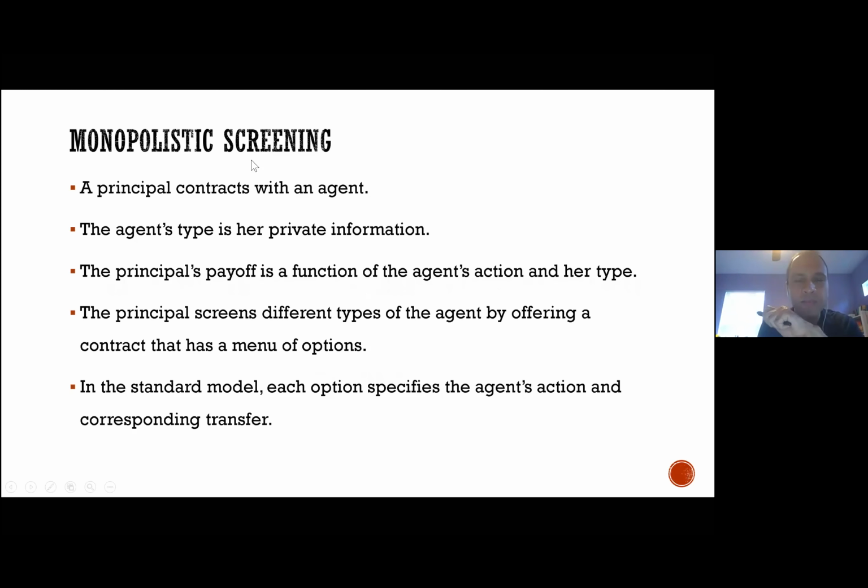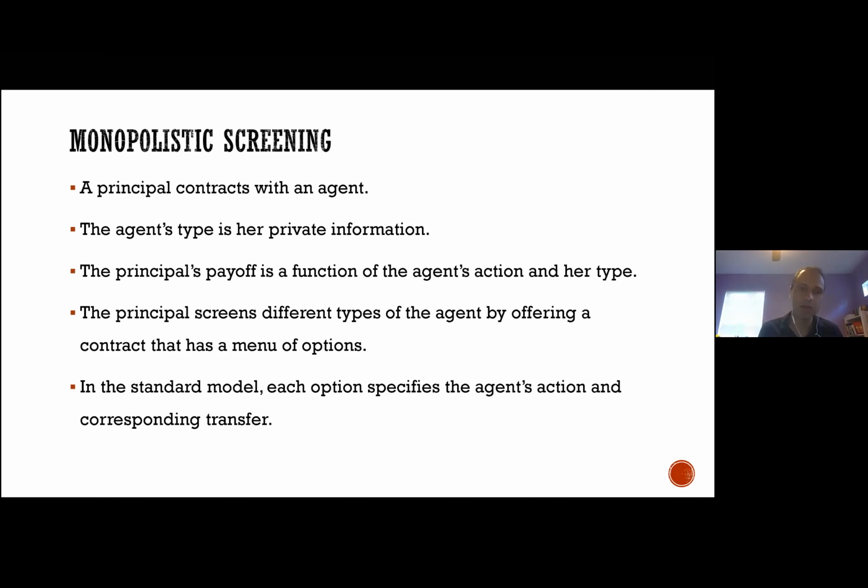All right, so let's go on and recall the monopolistic screening model first, since that's the key phrase in the title. What I'm considering is a model with a single principal and a single agent, where the agent's type is her private information. The principal's payoff is a function of both the agent's type as well as the action taken by the agent. So there is this asymmetric information. The principal doesn't know the agent's type, because it's private information of the agent. So what does the principal do in order to overcome this asymmetric information? The principal typically will design a mechanism or a contract which will screen or distinguish different types of the agent.